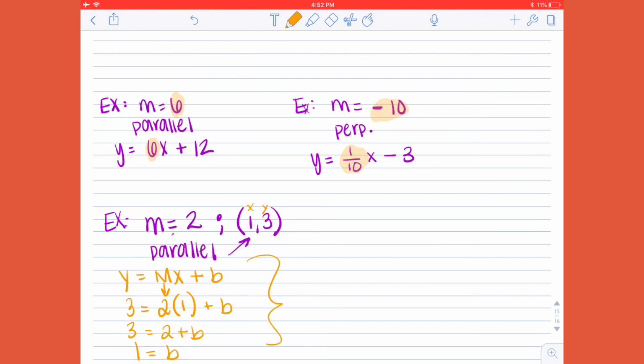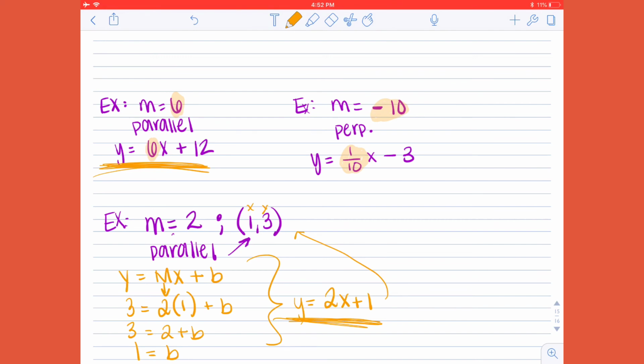And using this information, I can then write my equation, y is equal to 2x plus 1. So this is a more exact line rather than just coming up with anything as you did up here where I'm underlining. This is more specific and meets the conditions of being parallel and going through that point (1, 3).